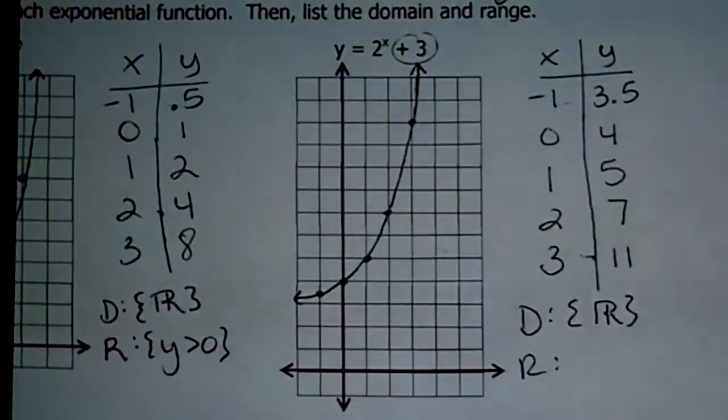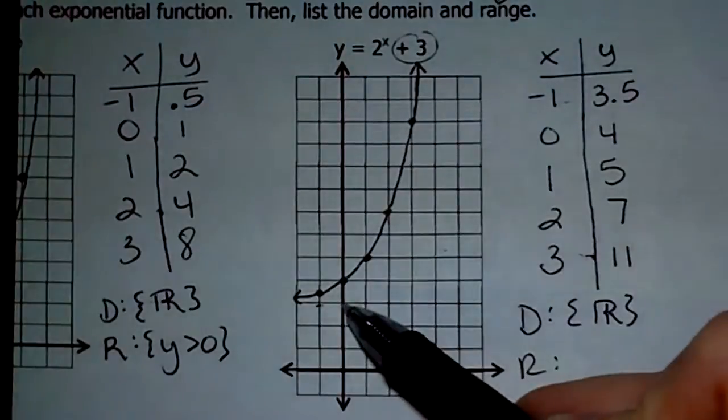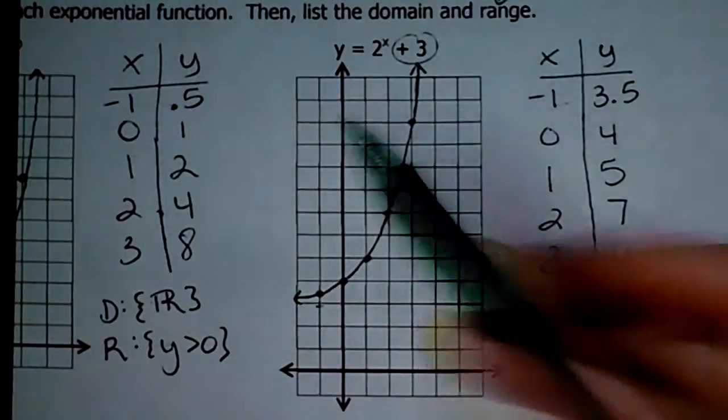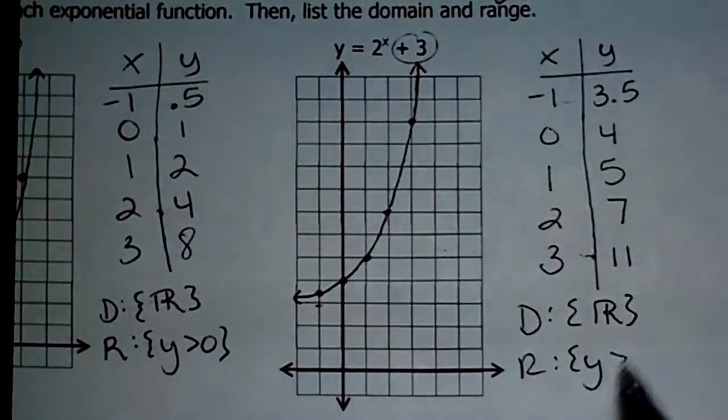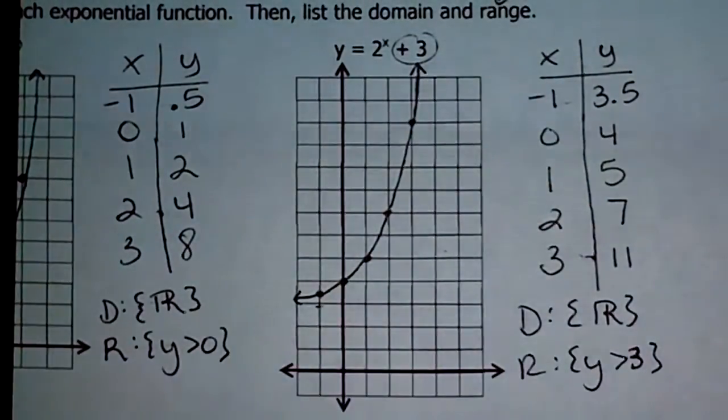Alright, all reals. As far as the range goes, remember, as far as y is considered, looking at y, it can't be 3, but it can be any value greater than 3, so I'm just going to say y is greater than 3. Why? Because right there it says so.